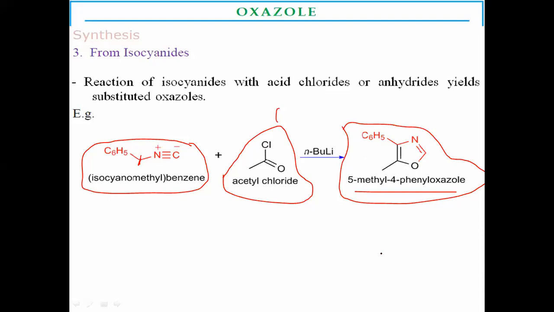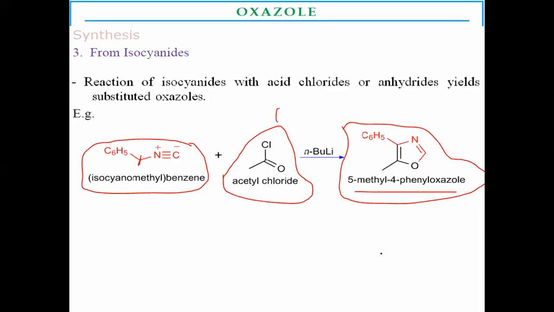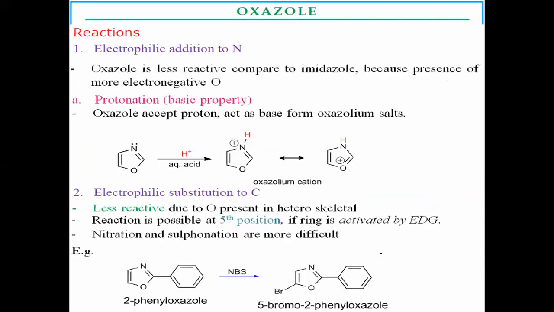These are some methods to prepare the oxazoles. First is the Robinson-Gabriel synthesis, second is from alpha hydroxy carbonyl compounds, and third is from isocyanides. These are some methods to prepare oxazoles, either substituted or the parent oxazole. Depending on the starting materials, they give different products.